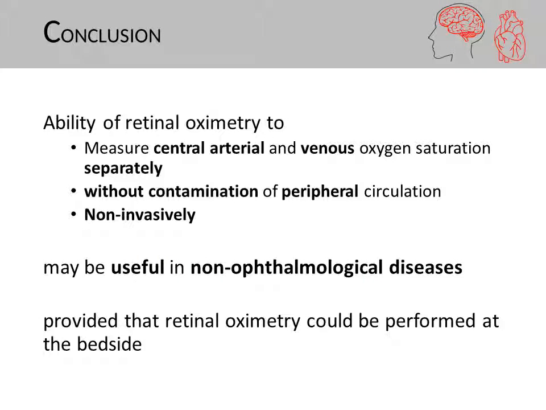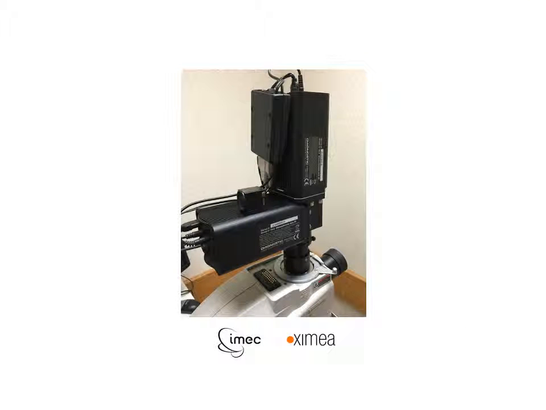In conclusion, we think that the ability of retinal oximetry to measure central arterial and venous oxygen saturation separately, without contamination of the superficial peripheral circulation, and being able to do this non-invasively, may be very useful in non-ophthalmological conditions. But of course, exactly in these patients, it would be really interesting to be able to perform this in a portable manner. We've been investigating how to do this. Tomorrow we will hear a lot more about this.